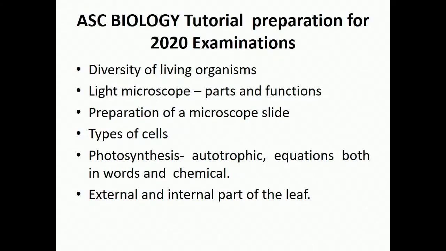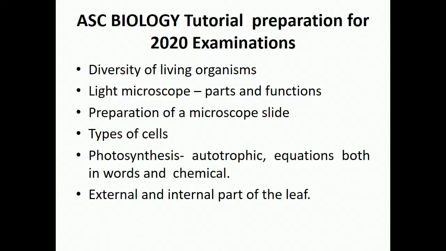Autotrophic, what is autotrophic? It's a type of feeding. This means these are organisms that can produce or make their own food. Why are they able to make their own food? This is because they contain chlorophyll, which is located in the chloroplast.